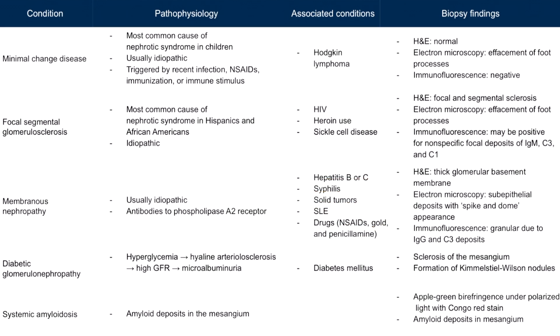Membranous nephropathy has several abnormal biopsy findings. On H&E, it presents with a thick glomerular basement membrane. Electron microscopy shows subepithelial deposits with a characteristic spike and dome appearance. And immunofluorescence of membranous nephropathy has a granular pattern as a result of IgG and C3 deposits in the basement membrane. Remember from immunology that C3 is a complement protein, and it's elevated in response to an inflammatory reaction which may be seen in membranous nephropathy due to antibody binding the glomerular basement membrane.